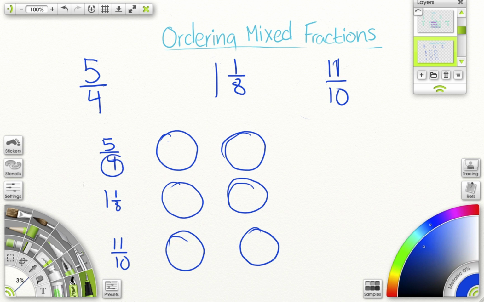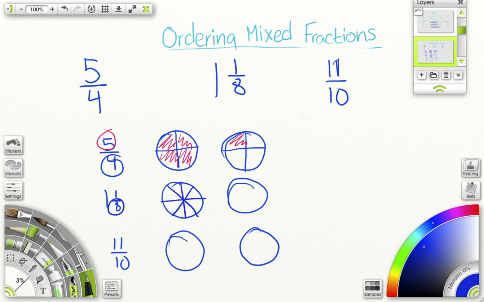Bottom number is how many slices I split the pizza into. So in this case, each pizza gets split into 4 equal sized pieces. Okay? And I color in 5 quarter slices. So 1, 2, 3, 4, and 5. Okay? Now, my next one is 1 1/8. So each pizza gets split to 8 equal slices. So let's split these up.